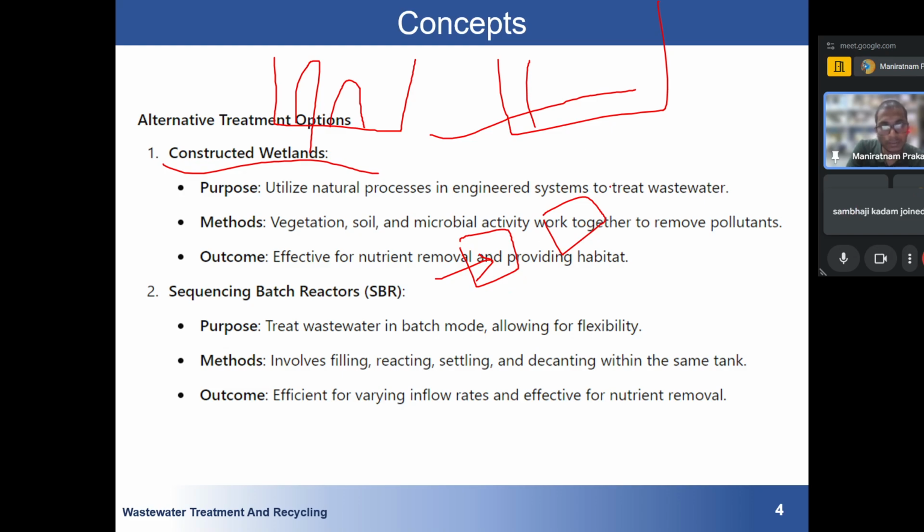So the water goes through different processes, and that's why it is known as a sequencing batch reactor. We are treating the wastewater for a particular step at one time. We will look into more detail. The method involves filling, reacting, settling, and decanting within the same tank. The outcome is that it is effective for reducing inflow rates and effective for nutrient removal. So this was SBR.